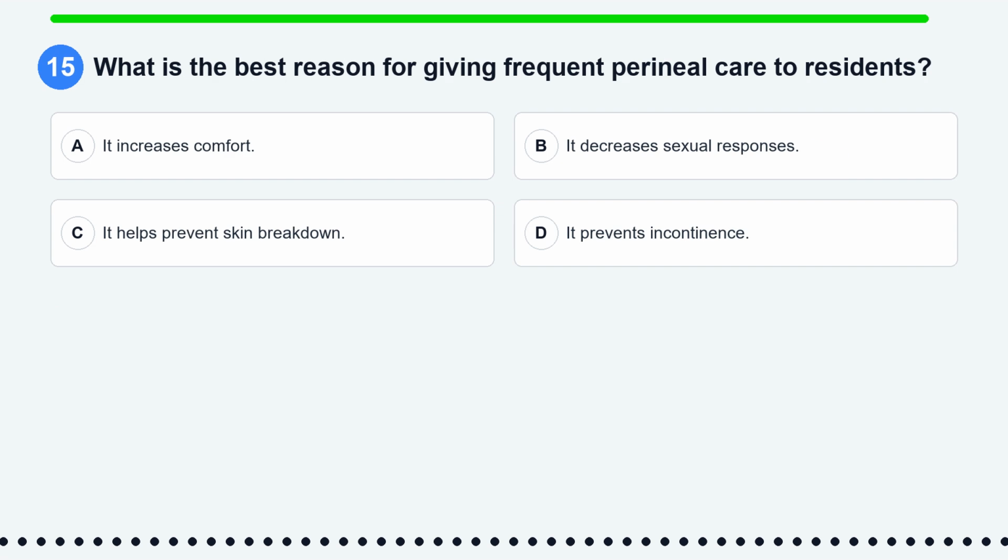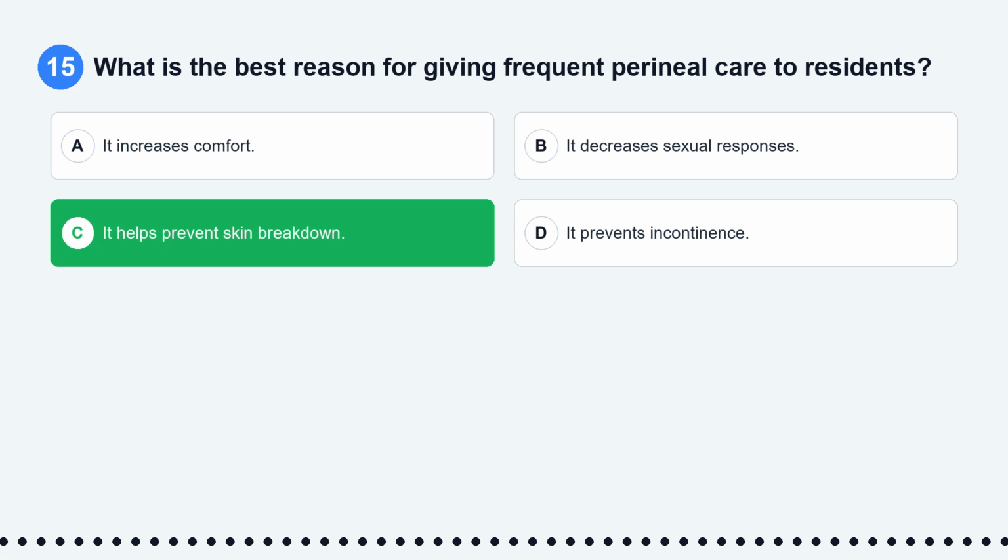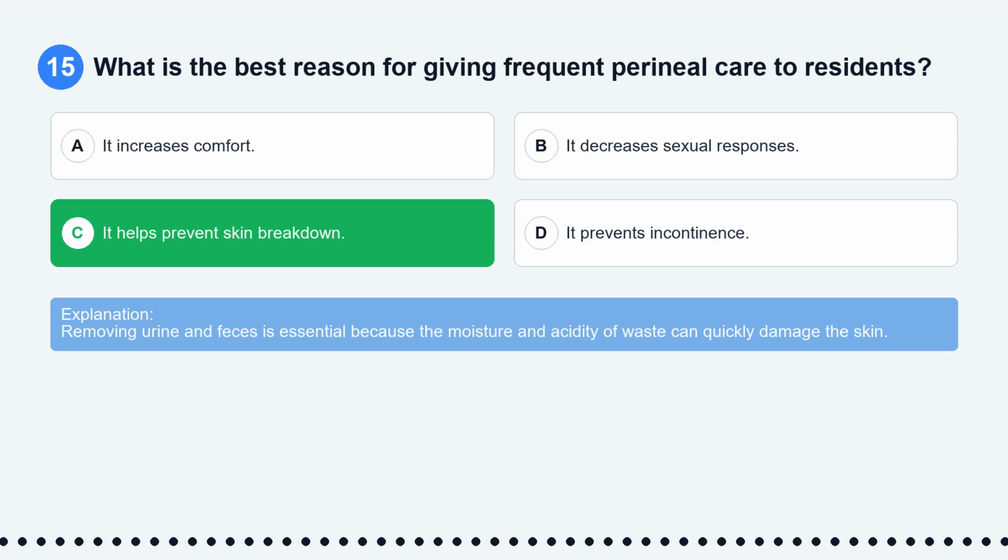Question 15. What is the best reason for giving frequent perineal care to residents? Option A, it increases comfort. Option B, it decreases sexual responses. Option C, it helps prevent skin breakdown. Option D, it prevents incontinence. The correct answer is option C, it helps prevent skin breakdown. Removing urine and feces is essential because the moisture and acidity of waste can quickly damage the skin.